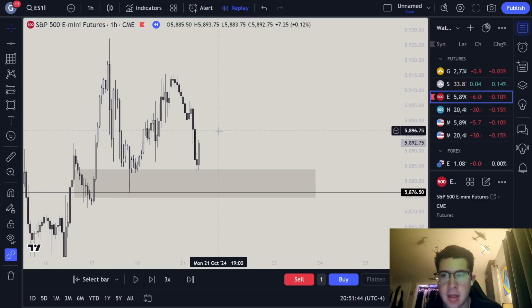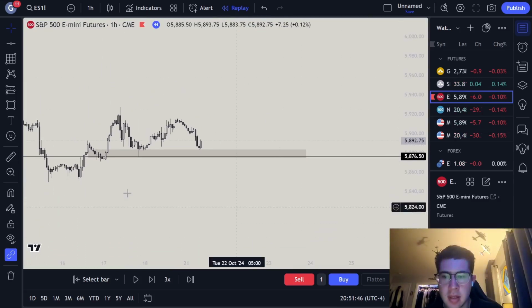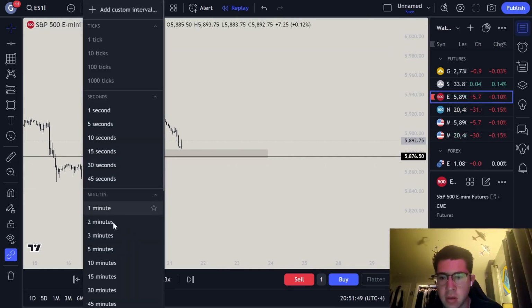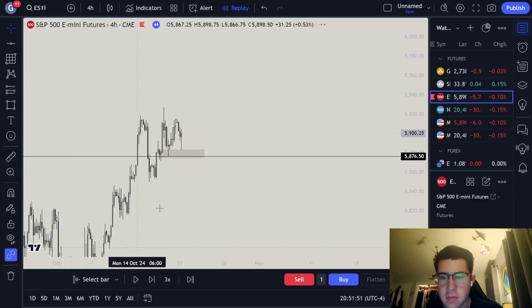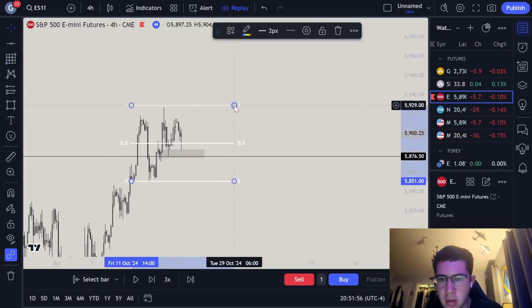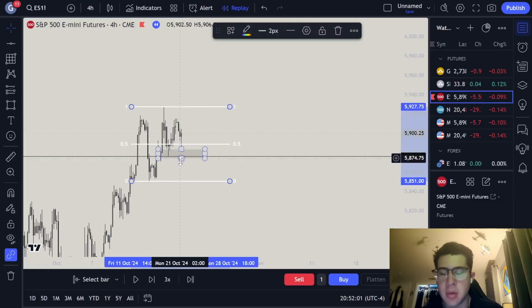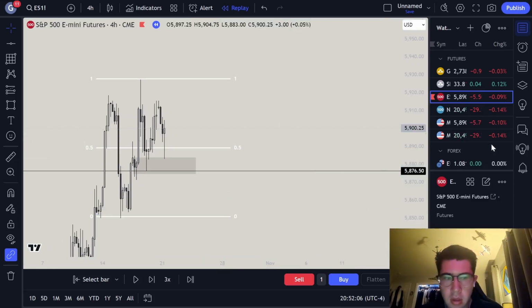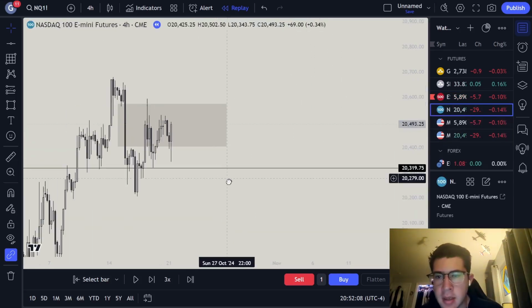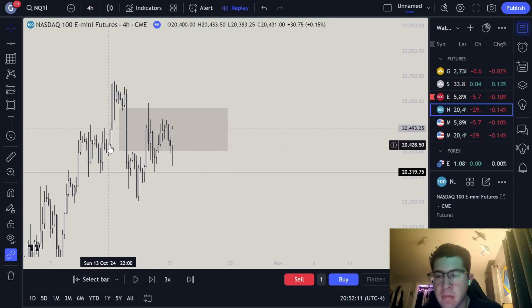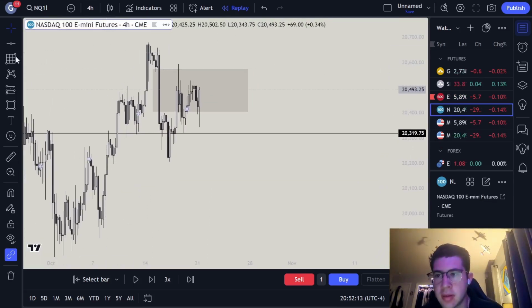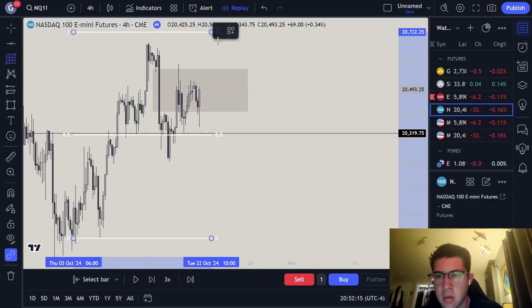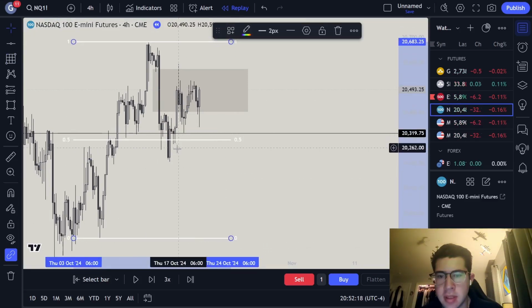And as we said on ES, price did tap into the equilibrium level. If we go to the 4 hour, draw equilibrium from these lows to this high, we see price tapped into the equilibrium level. And then here also, I would use a bigger equilibrium level for this. I would go from this low all up to this high. And we do see price tapped in.